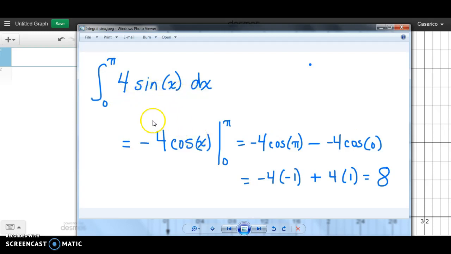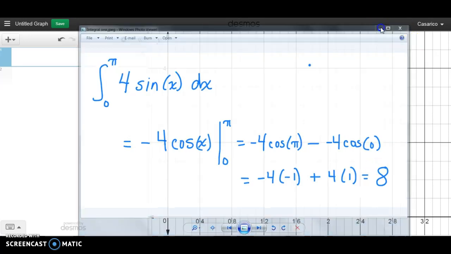By hand we integrated and got -4 cosine x, and then we evaluated it from pi and 0 by plugging those values in, and we got an area under the curve of 8 square units. How do you do this using Desmos? Well, it's really easy.